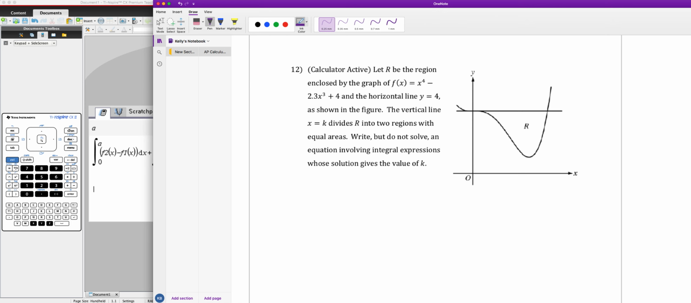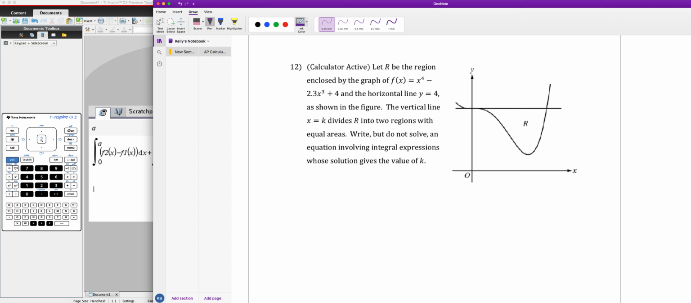Okay, one more problem. So this one is also calculator active. It's going to be a little different. It says let R be the region enclosed by the graph over here, and the horizontal line y equals 4. Well, I can tell which one is my horizontal line. So I have y equals 4 here, and then I have this curve down here, which I'm going to label f of x. It says the vertical line x equals k divides R into two regions with equal area.